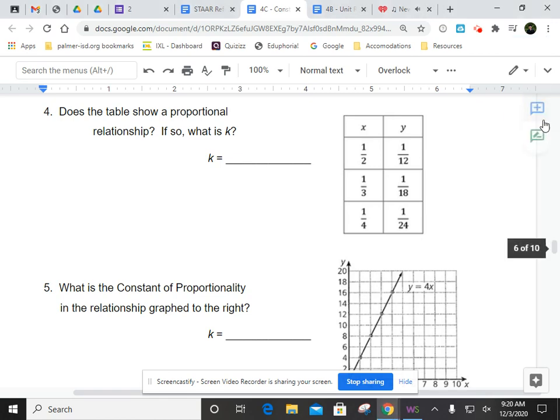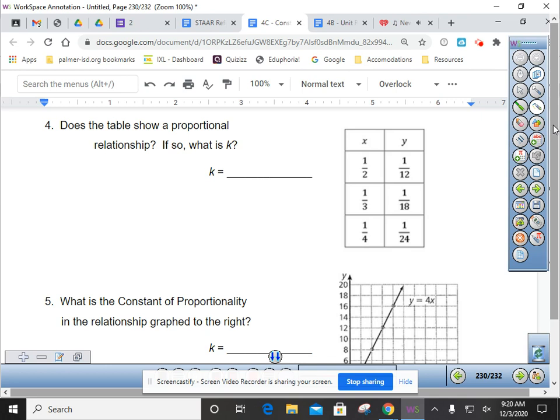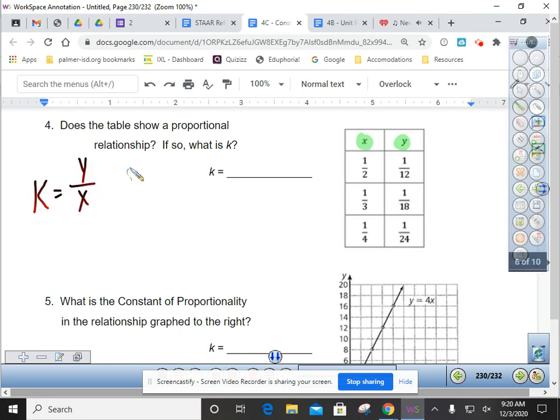Number 4 says, does the table show a proportional relationship? If so, what is K? How can you tell that a table or a chart is proportional? You got to do them all to see if it works on all of them. So first we got to find the constant of proportionality. Please pay attention. That's Y. That's X. Do not make this hard. What is the formula? Y divided by X. What is Y in this first one right here? 1/12. What is X? 1/2.